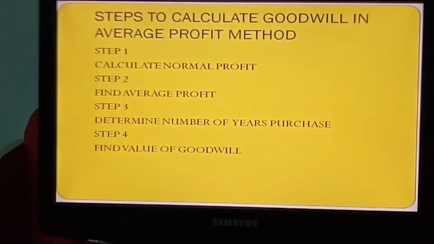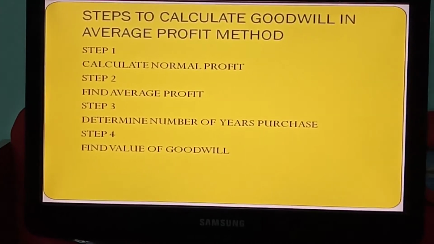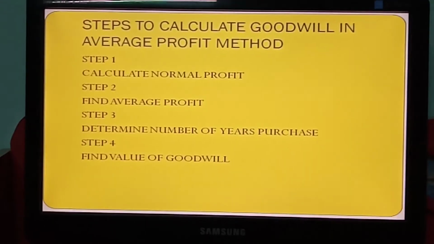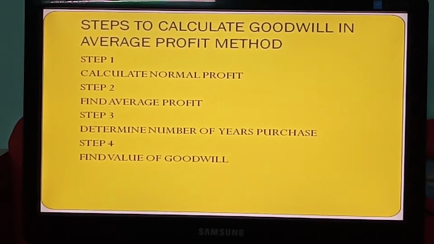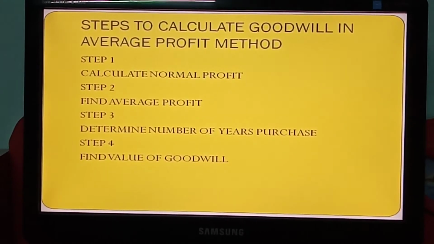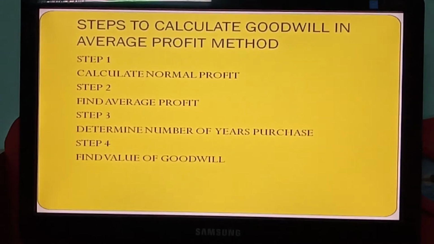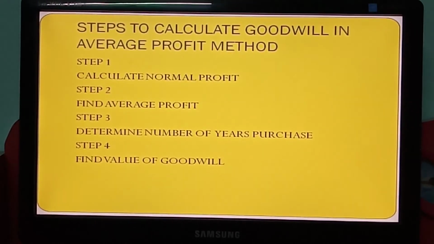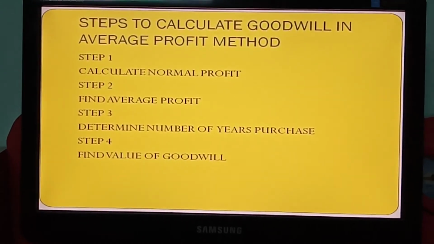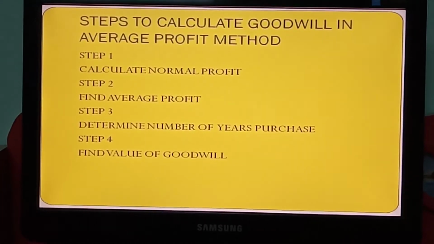I hope the way to calculate goodwill through the average profit method is quite clear to you. You have to keep it in your mind. What are the 4 steps? First you have to calculate normal profit, then you have to find out average profit, then you have to determine the number of years purchase, and in the end you have to find out the value of goodwill by multiplying average profit by the number of years purchase.